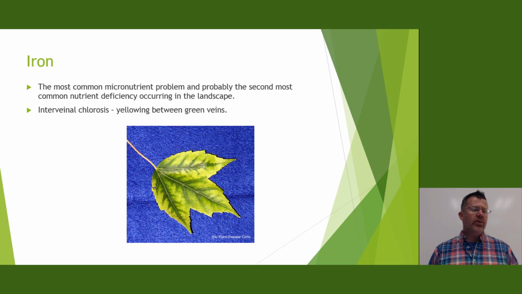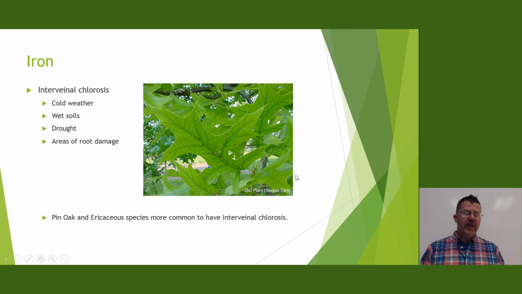Iron, the most common micronutrient problem and probably the second most common nutrient deficiency occurring in the landscape. Interveinal chlorosis is the yellowing between the green veins, and here we can see a picture from Iowa State. We still have our green veins and we have the yellowing in between. That is because the plant is deficient in iron. Things that can increase the chances of interveinal chlorosis are cold weather, wet soils, drought, and areas where we have had root damage. The pin oak and Ericaceae species are more prone to interveinal chlorosis, as we can see right here with this pin oak.